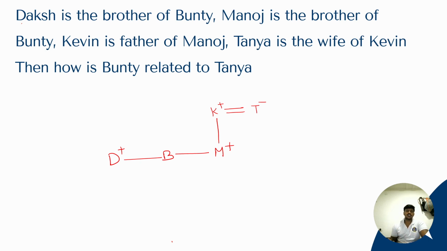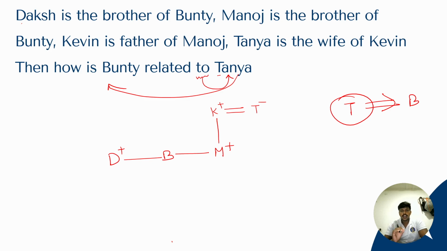Now, how to answer the question? Come back. How is B related to T? So see the word to. Whomever the person after to, assume you are that person. So if I am T, how am I going to call B? Remember once again, whomever the person after to, assume you are that person. So if I am T and try to call the other person, how am I going to call B? As B's gender I can't decide, the answer is going to be son or daughter, or you can simply write child.